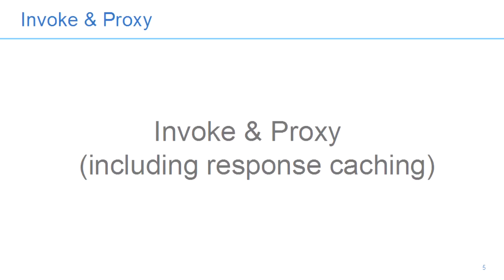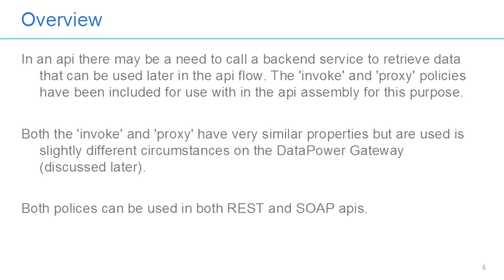So kicking off with invoke and proxy, which both include the response caching. For those of you that know about APIM version 4, we had a proxy policy in there, and we had several other HTTP operation policies that you could put into your assembly, like the HTTP GET and HTTP PUT. We've left the proxy policy as it is, but there are a lot more properties on that policy, and we've combined all of the HTTP GETs, PUTs and POSTs into one invoke policy, and you just choose the operation as part of that.